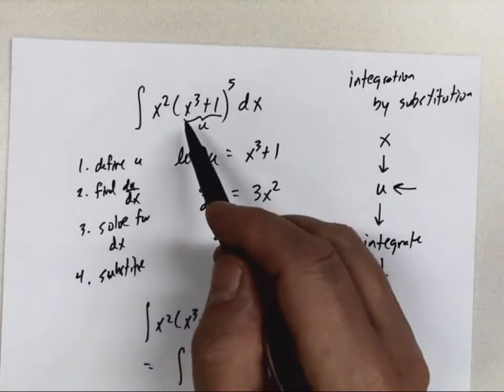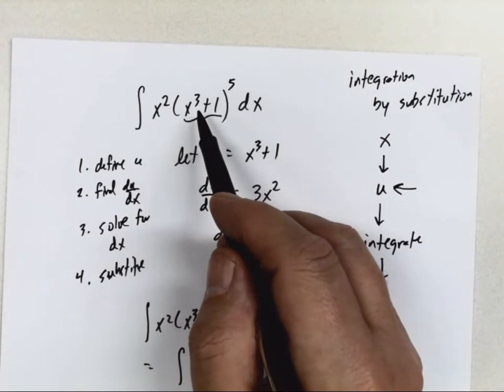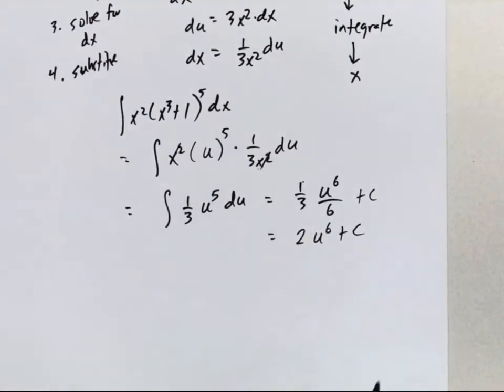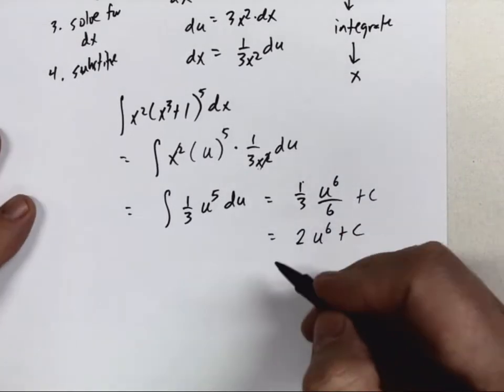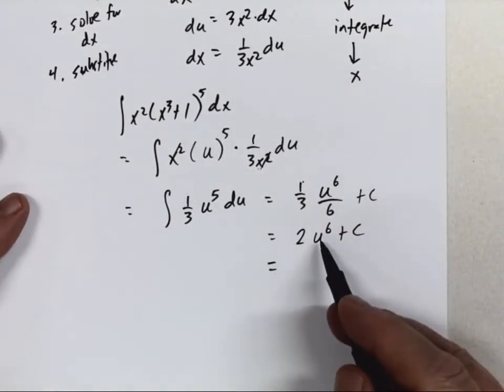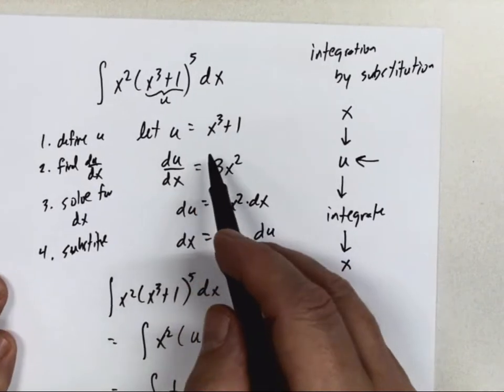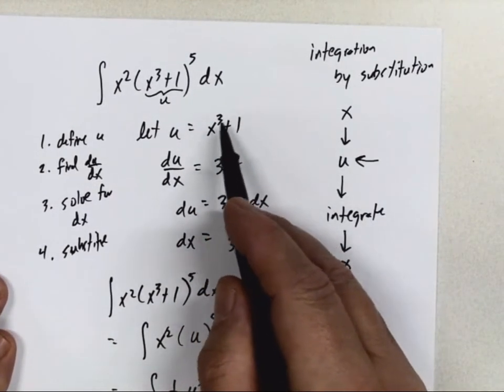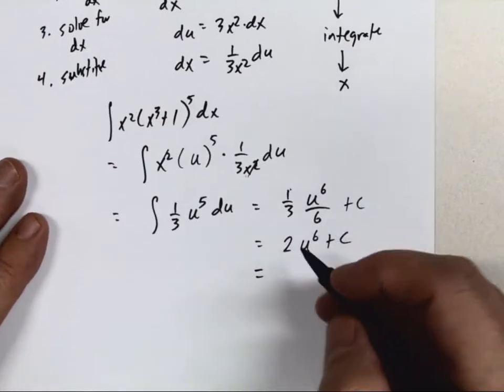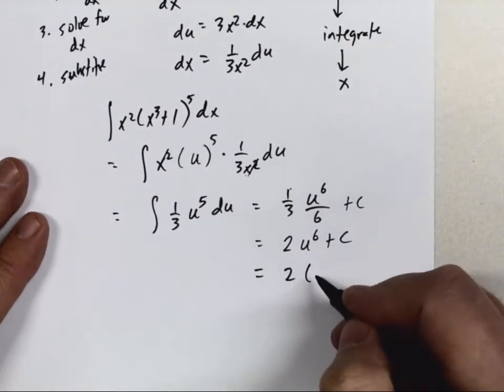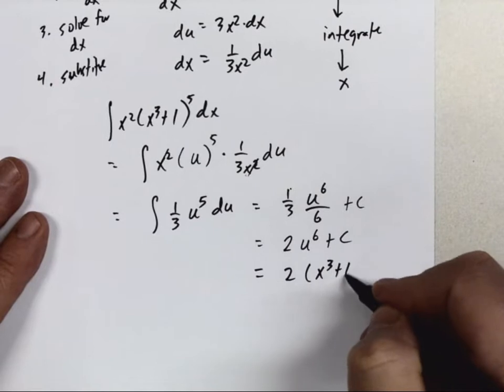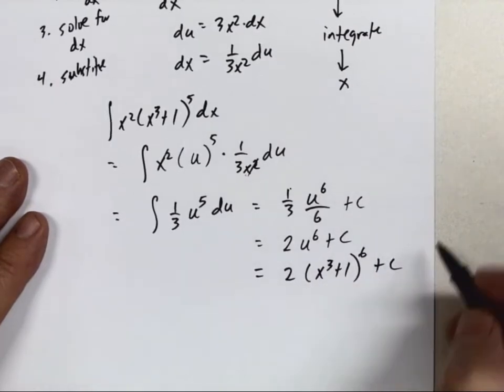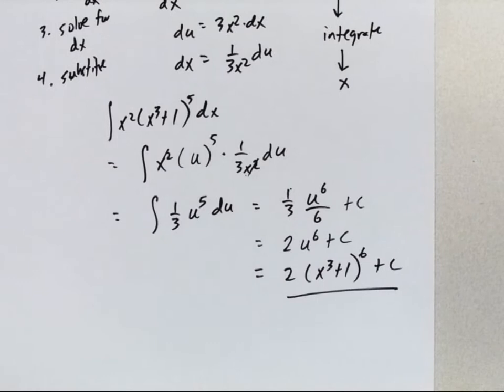If my problem began with x's, obviously when I take the integral I want the answer to be in x's. Right now I've got u's here. So now to switch back to x's, whatever I define my u to be, I just now plug this in for u, x to the 3rd plus 1. So 2u to the 6th becomes... and now we're done. So this is called integration by substitution, and it's the same routine every time.